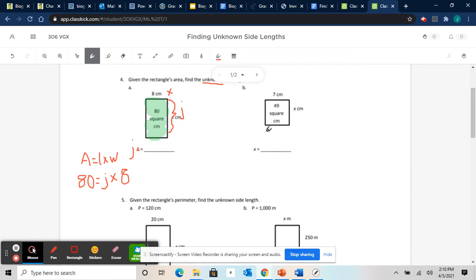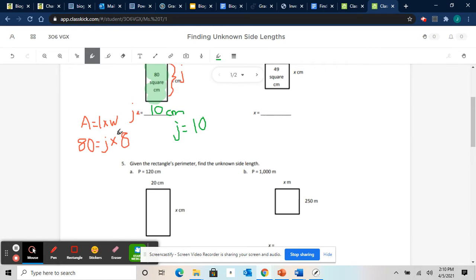So now I'm asking myself, how do I find this missing number? Well, there are 2 ways I can do this. I can say, well, what number times 8 is going to give me 80? And we know that 8 times what gives us 80? 10, right? So I could say that J is 10. And don't ever forget to put your units. So we have 10 centimeters. So that's one way I could have done it. I could have said 8 times what gives me 80.